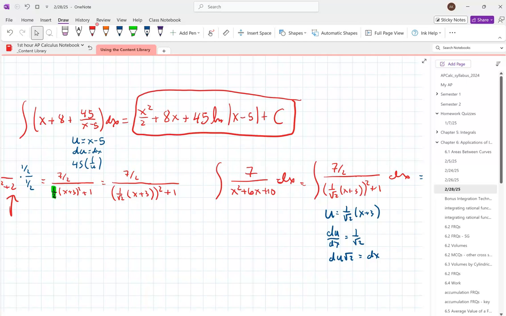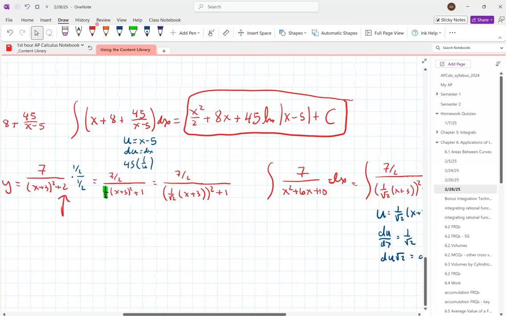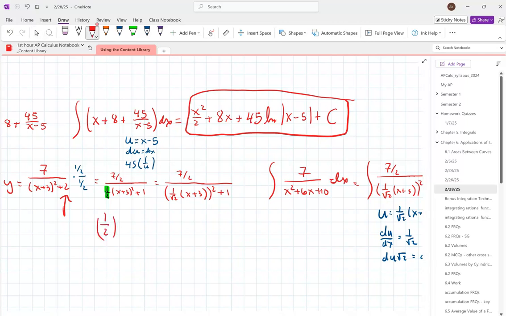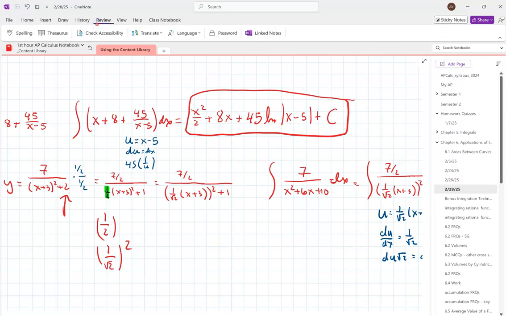Paulo? I'm just confused about the 1 over 2. How do we get... Well, I have this 1/2 out front, right? Yeah. So what I need to do is write that as something squared. So what squared gives me 1/2? Well, the square root of 2 squared.